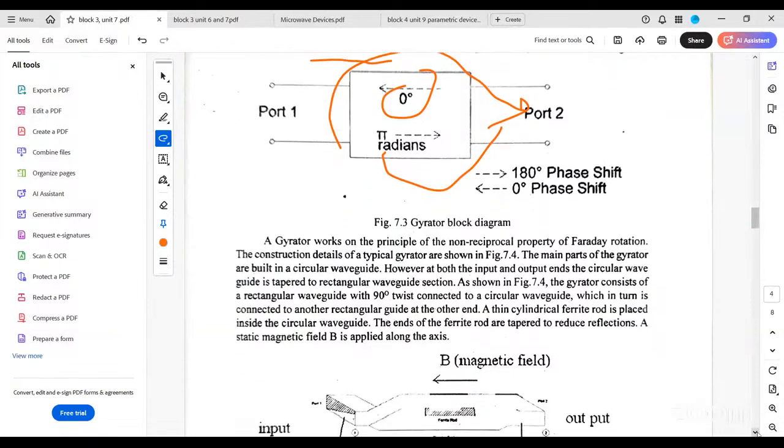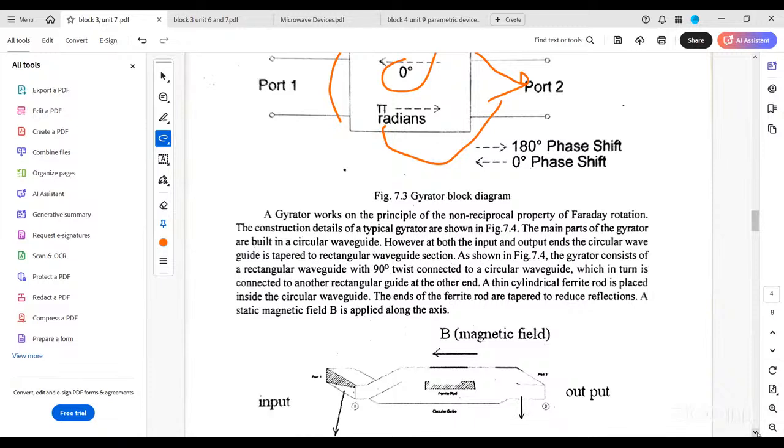Next, the gyrator works on the principle of the non-reciprocal property of Faraday rotation. Even in the Faraday rotation, we mentioned one formula, that it is a non-reciprocal effect. Okay, it is working as a non-reciprocal effect. And the main parts here, just observe the diagram below. What are the main parts of this gyrator? It looks bigger, but the concept is very easy. And see this diagram. What do you have?